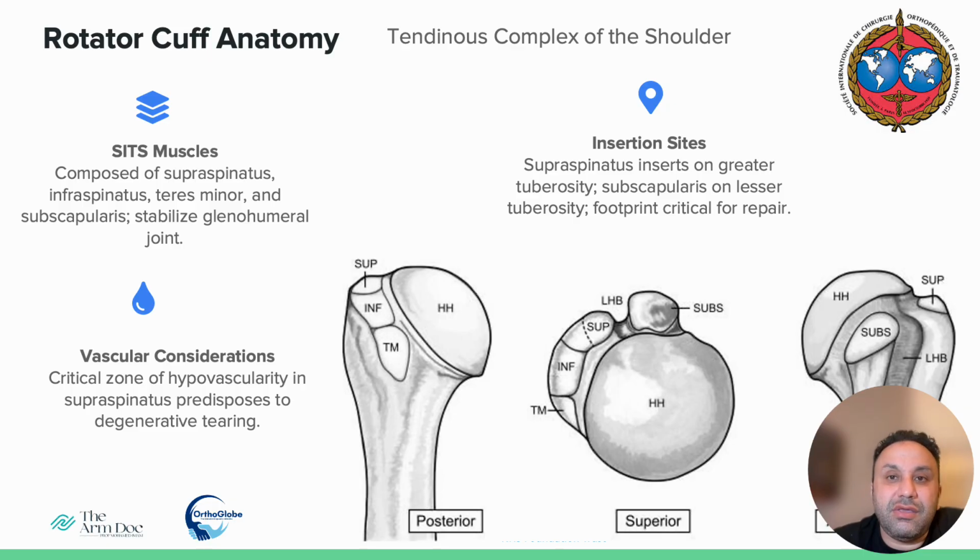So, understanding the anatomy of the rotator cuff is essential for diagnosis and surgical planning. The tendinous unit, which is supraspinatus, infraspinatus, teres minor, and subscap, forms the rotator cuff around the head. They insert, as you can see in these pictures, at precise locations on the humeral tuberosities. The supraspinatus inserts at the highest point on the greater tuberosity, while the subscapularis attaches to the lesser tuberosity. These are key footprints.